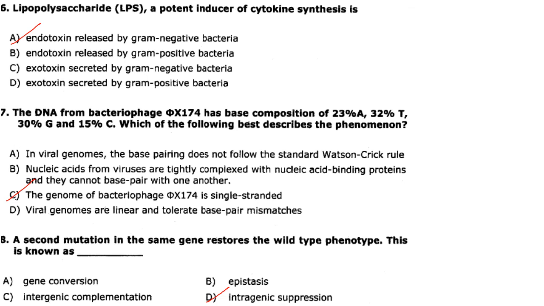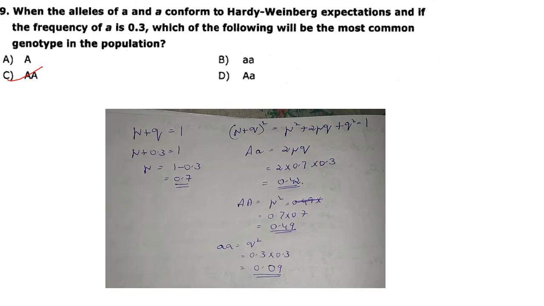A second mutation in the same gene restores the wild-type phenotype. This is known as intragenic suppression. Answer is option D. Now, when the alleles A, this should be capital A, I think. It might be a printing mistake. So, when the alleles of capital A and small a conform to Hardy-Weinberg expectation, and if the frequency of small a is 0.3, which of the following will be the most common genotype in the population?